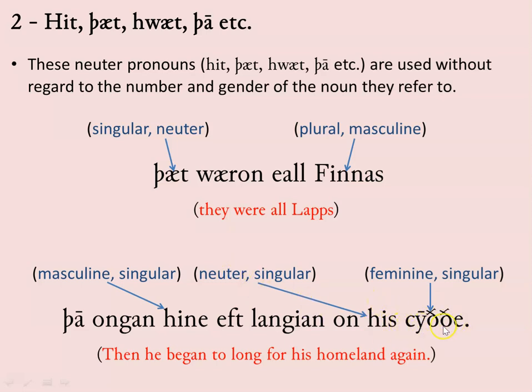His, kuthe. Notice too the F symbol, because it's doubled, it has its original value of th, the voiceless sound, kuthe, instead of kuthe. So then he began to long for his homeland again. Tha ongan hina eft langien on his kuthe.